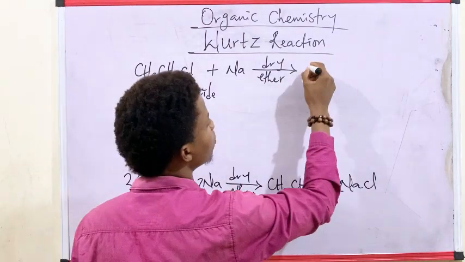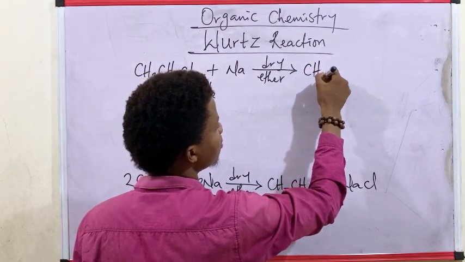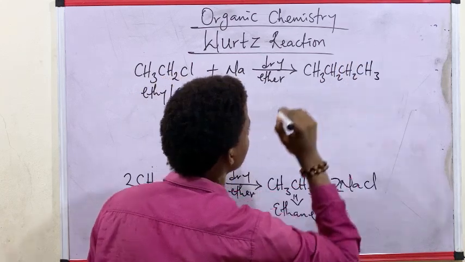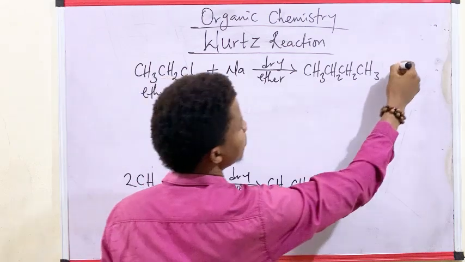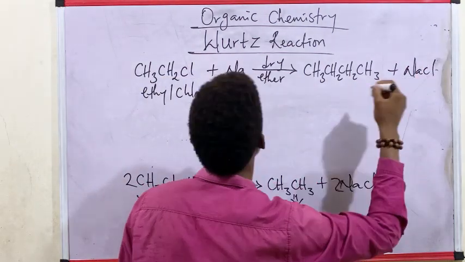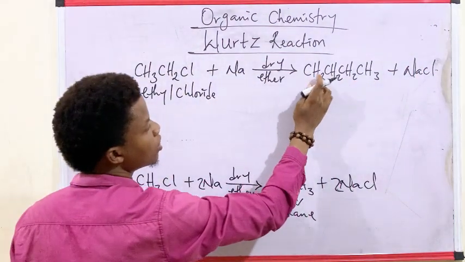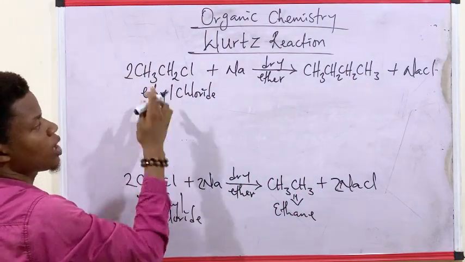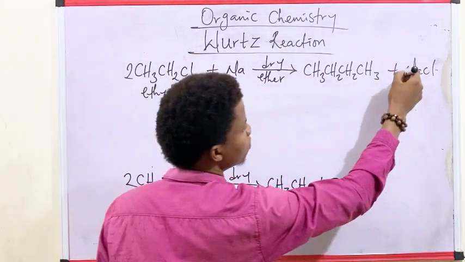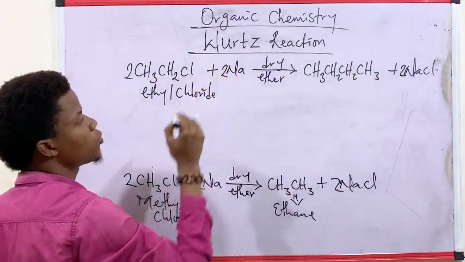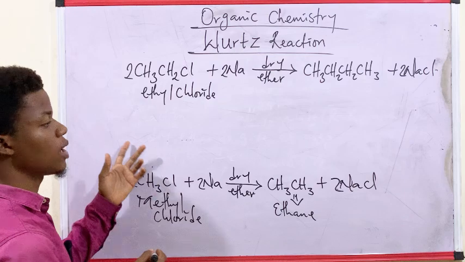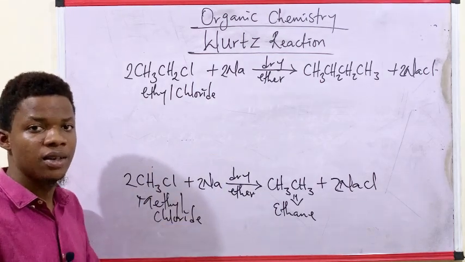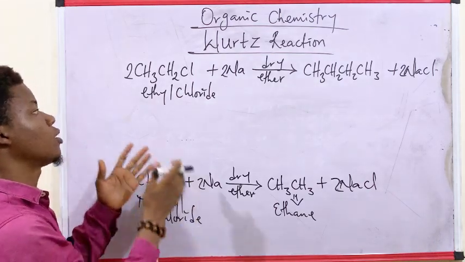So what do we get now? We will now get butane, CH3 CH2 CH2 CH3, butane, plus NaCl. When we are trying to balance, this is 1 2 3 4, 4 carbons. So we just put 2 here so that it becomes 2 plus 2, that's 4. Chlorine is 2, so put 2 here. This is the reason I always tell you to put 2 alkyl halide, because you must be having 2.